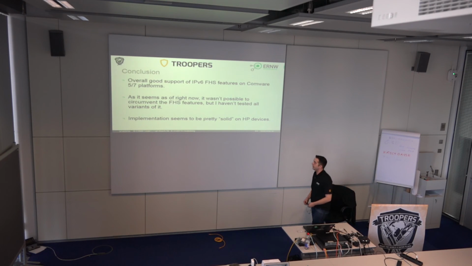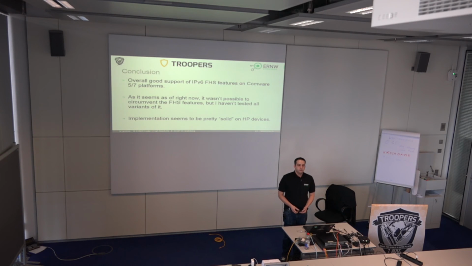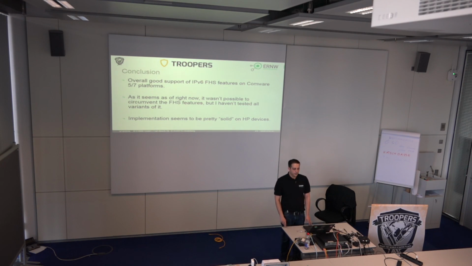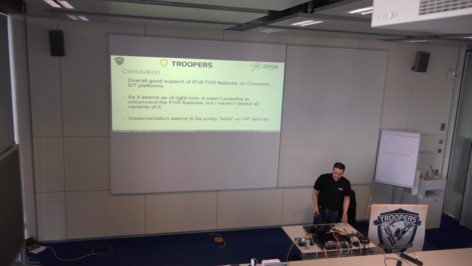So, to summarize, overall good support of these first hop security features on Comware 5 and 7 platforms. As of right now, as I said, we weren't able to circumvent the FHS features as long as the IPv6 option drop enable is configured. But as I've already said, we haven't tested all variants of it because there are just too many of them. But we will do further lab testing, and maybe we can evade these features. And overall, the implementation seems to be pretty solid.